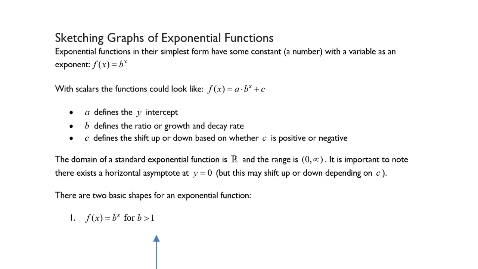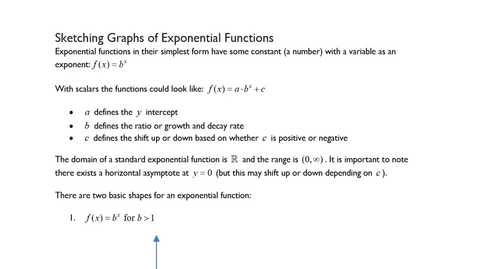Welcome to part 2 on exponential functions. In the simplest form, an exponential function has some constant, a number, with a variable as an exponent. So we've talked about what that looks like. We have f of x equals b, the base, raised to the x power.